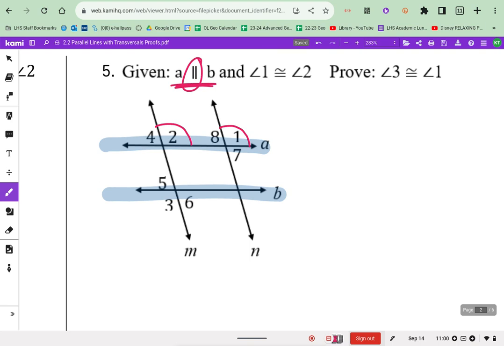All right, so before we start writing, it's just always a good idea to pause and think and say, okay, why does it seem reasonable that angle 3 would be congruent to angle 1? So I want you guys to talk to your group and see what kind of connections you can come up with. Ready, go. They are corresponding.